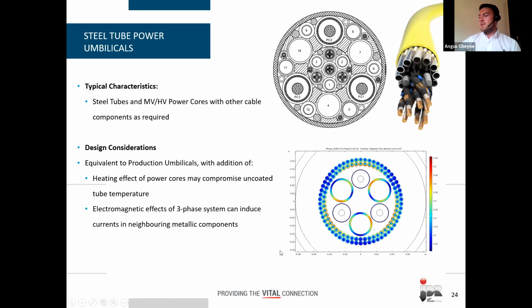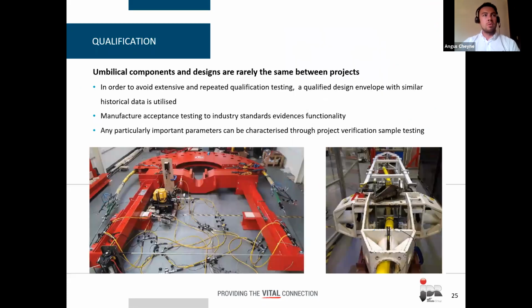So you've seen, as we've gone through these slides, albeit quite quickly as a top level overview, that there's a vast range of components that can go into an umbilical, which can produce a vast range of product types. And therefore, I think quite an important question to answer is how do we qualify this product, and how do we avoid having to qualify it repeatedly when the umbilical components or designs are rarely the same between projects.